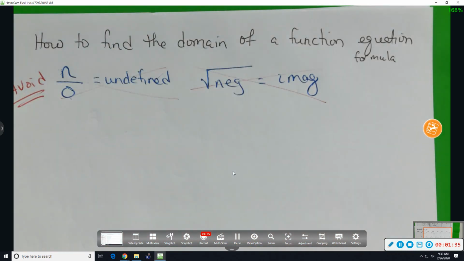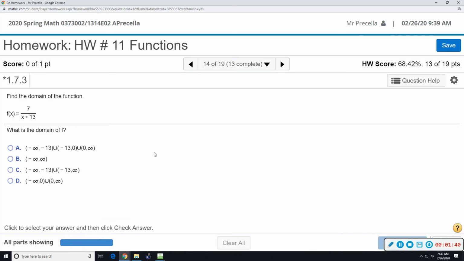So on problem number 14, we're given the function f of x equals 7 over x plus 13. When it asks what's the domain, it's asking you what numbers can you plug in for x. What numbers can you plug in for x and get a real number back for y?